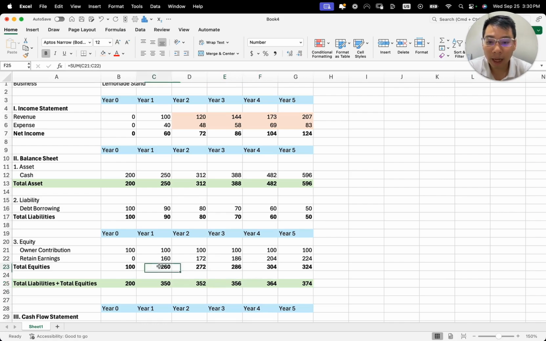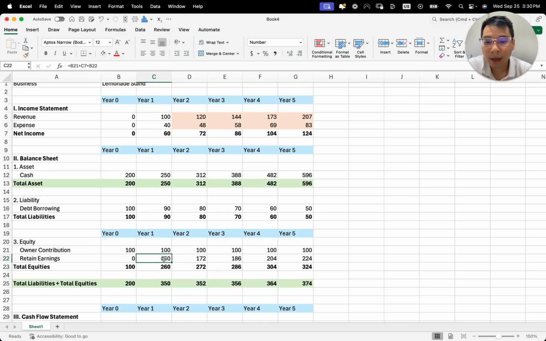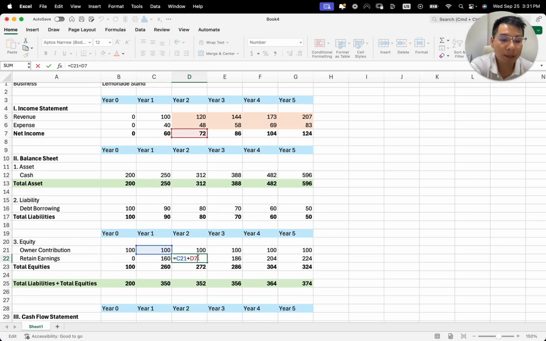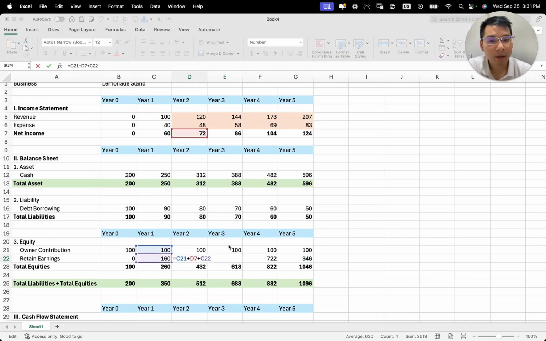So let's check my equity. Is it correct? Now let's check retained earnings. My retained earnings is equal to owner contribution plus whatever net income. I'm missing something. Retained earnings is equal to owner contribution plus the current retained earnings, and then plus the next year earning. So if I'm checking this here, I'm still missing the retained earnings at this period. You can see, right? I'm supposed to have it grow consistently over time. So there's something wrong with the retained earnings.